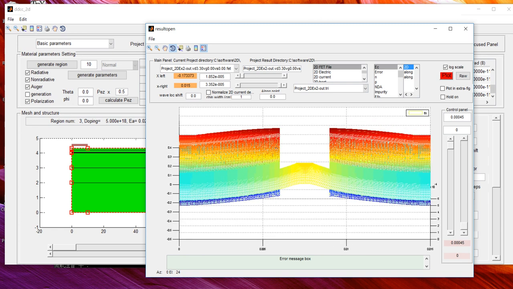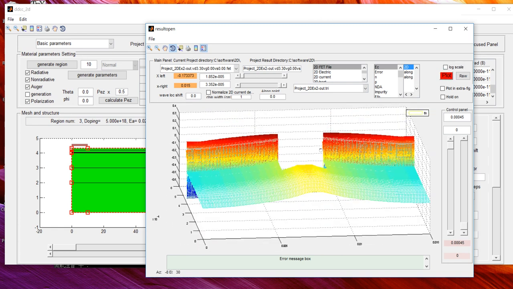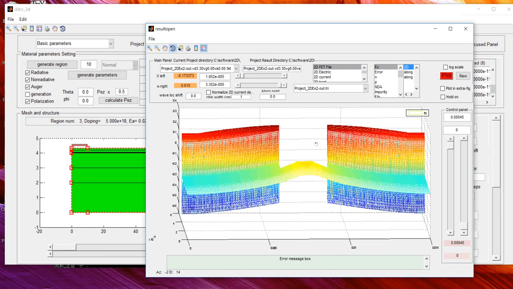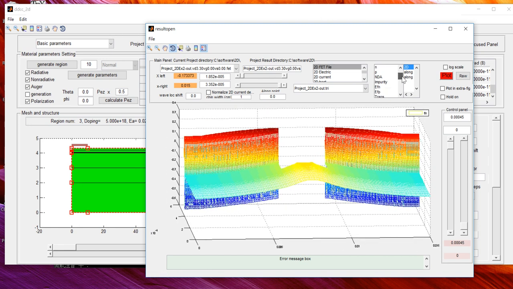Okay, this is log. Is that log? Let me double check. Okay, this is linear scale. This is easy. So let's go to radiative recombination.